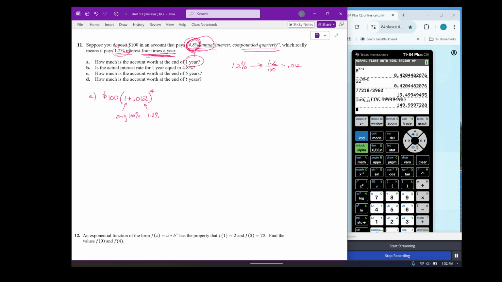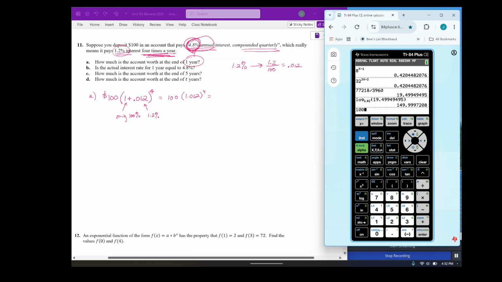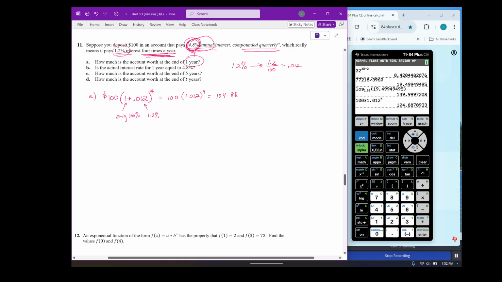So let's see if I work that out. Actually, let me write it like this. That's 100 times 1.012 to the fourth, and that comes out to be 104.887. Since we're doing money, we'll round that to the nearest penny. So 89 cents.